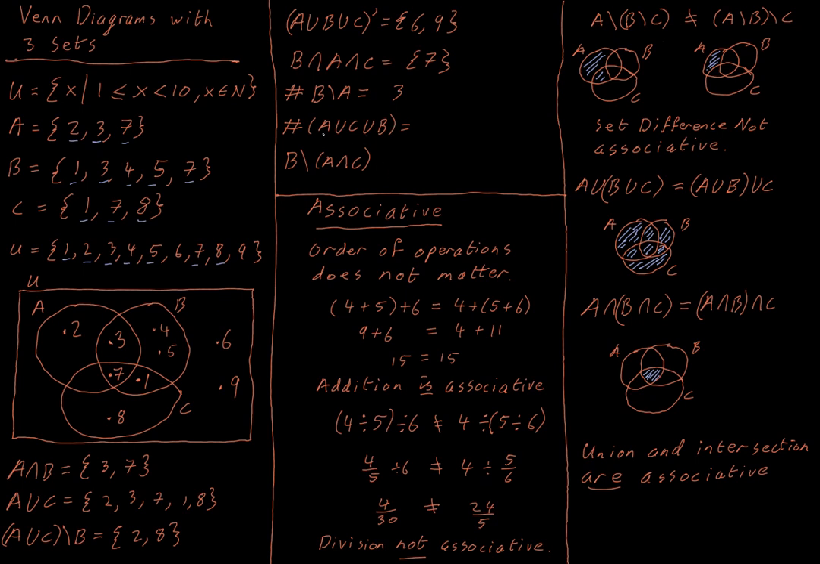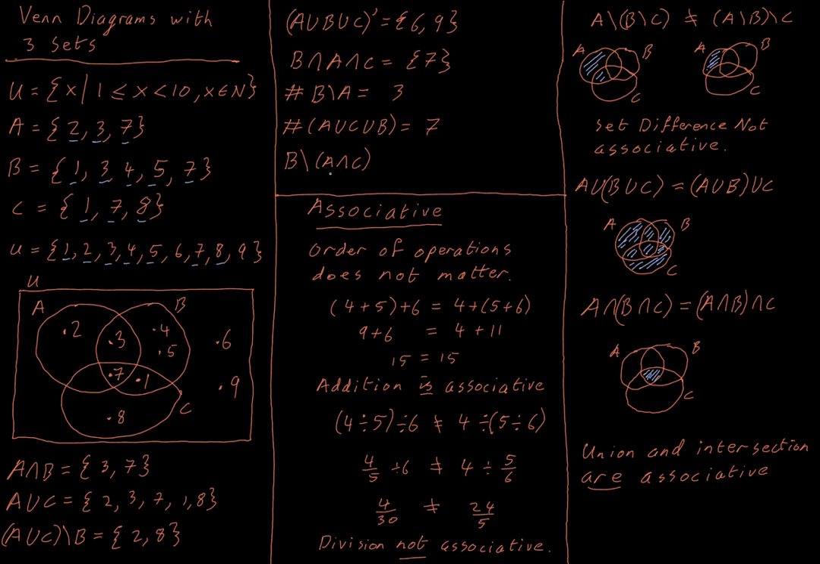Cardinal number of A union C union B. The order of our union doesn't really matter, so we're just finding all of the stuff that's in A, C, or B, or both. So 1, 2, 3, 4, 5, 6, 7. There are 7 things there. Cardinal number, it's not an element, it's the number 7, so I don't have to put in curly brackets.